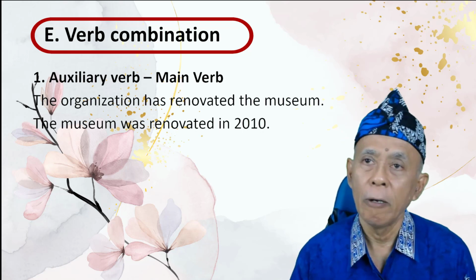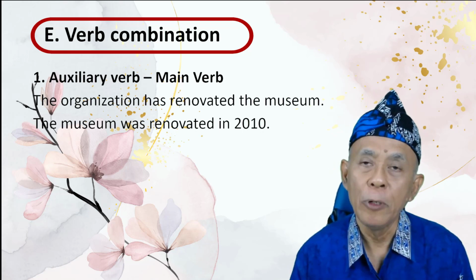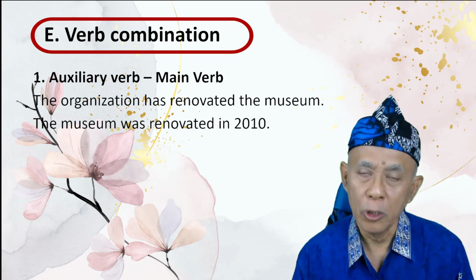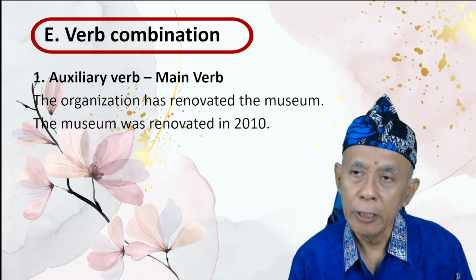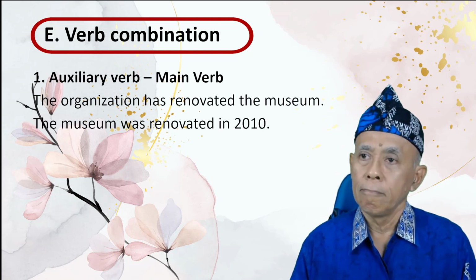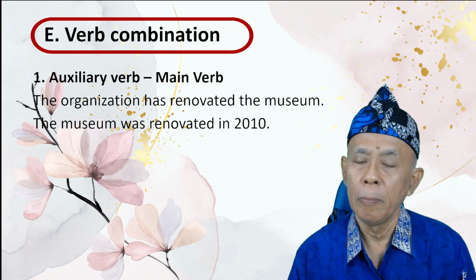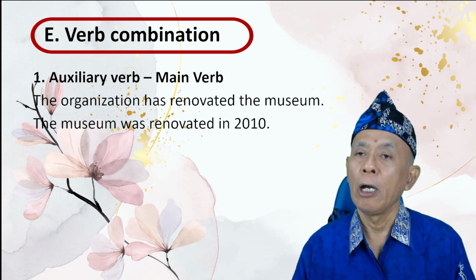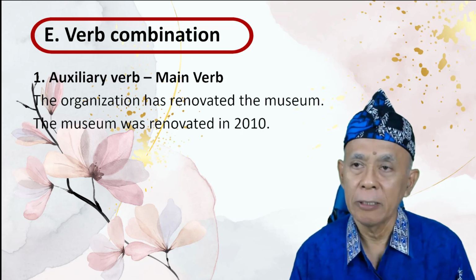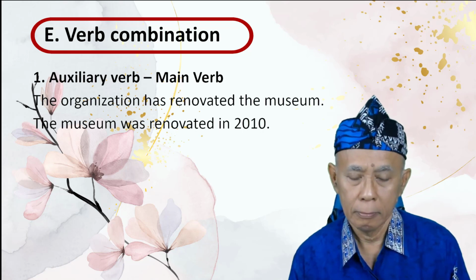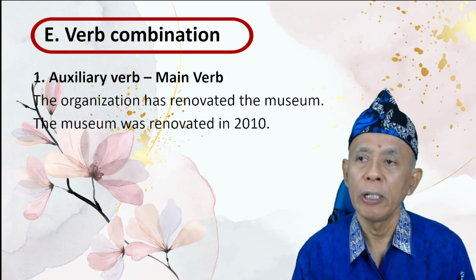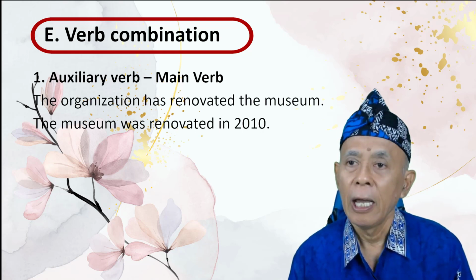We have verb combination. We have known that in a predicate, we can have more than one verb. We can have auxiliary verbs, and there are four kinds of auxiliary verb, and we have the main verb, which is the last verb. The first combination is just an auxiliary verb and main verb. We have, like, the organization has renovated the museum. Here we have an aspect auxiliary verb, has, and the main verb is renovated. The museum was renovated in 2010. Here we have one auxiliary verb, was, a passive, and the verb renovated.